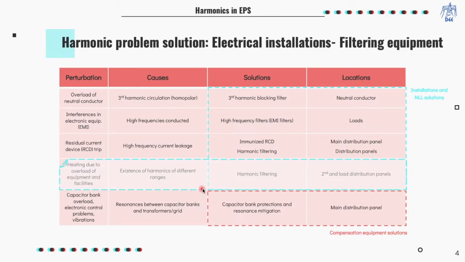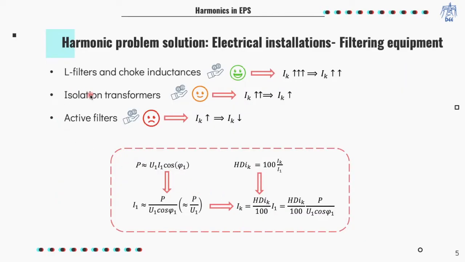Filtering equipment can be mainly divided in three kinds of devices. The choke inductances, which are a cheap way to reduce the harmonic currents of high polluting devices. Isolation transformers, which are a relatively expensive way to reduce the harmonic currents of medium polluted devices. And active filters, which are an expensive but very effective way to reduce the harmonic currents injected by aggregations of low polluting devices.